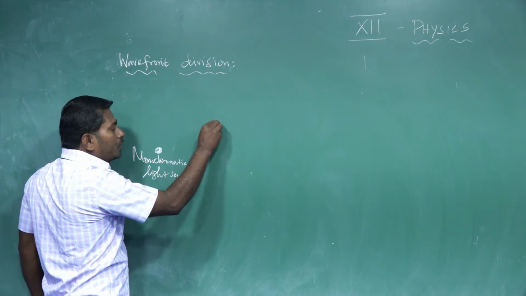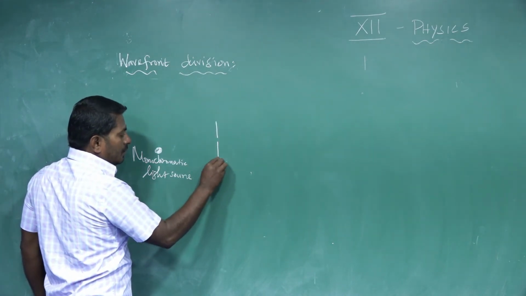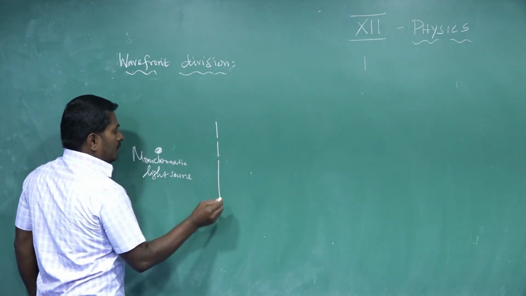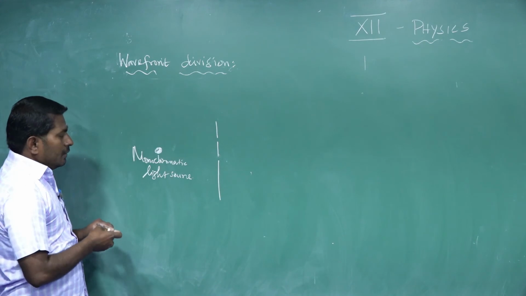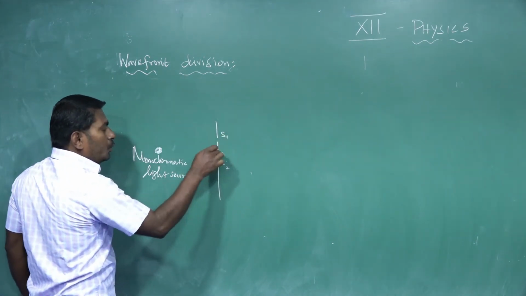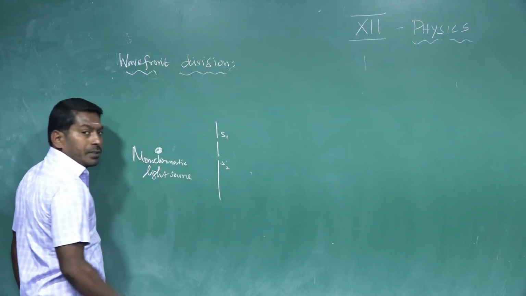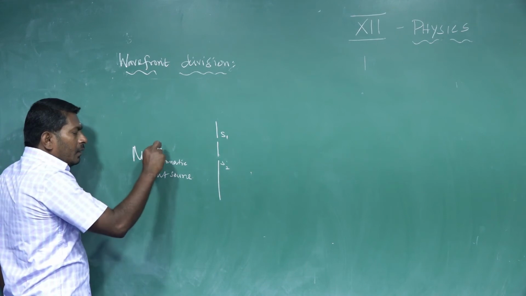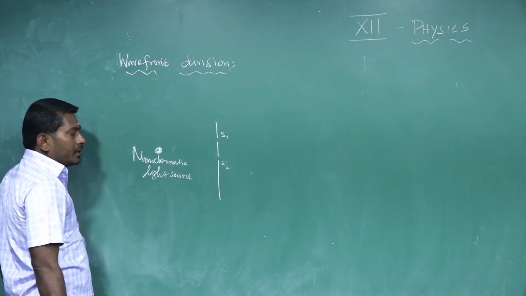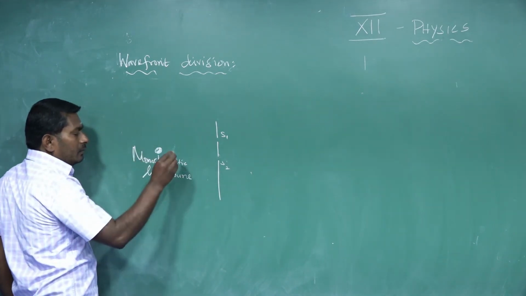There are two narrow slits. S1 and S2 are the two narrow slits. One is a narrow slit, and the other is another narrow slit. A monochromatic source of light emits light waves. That light wave propagates towards the right.